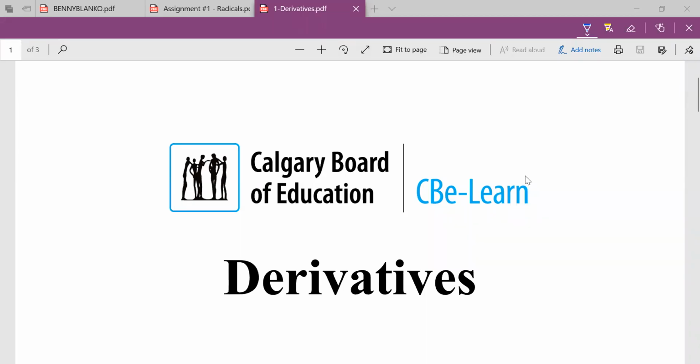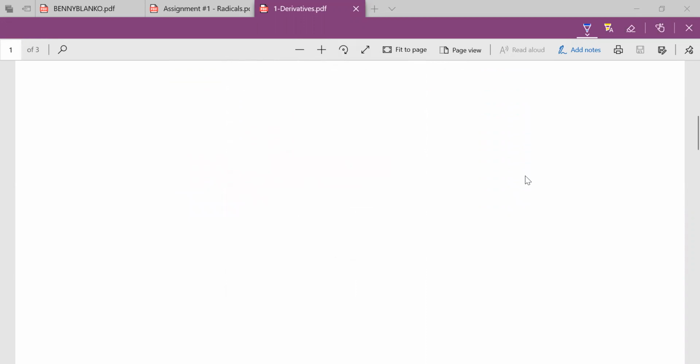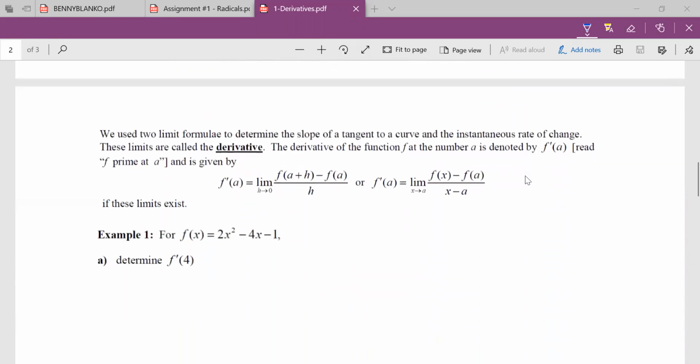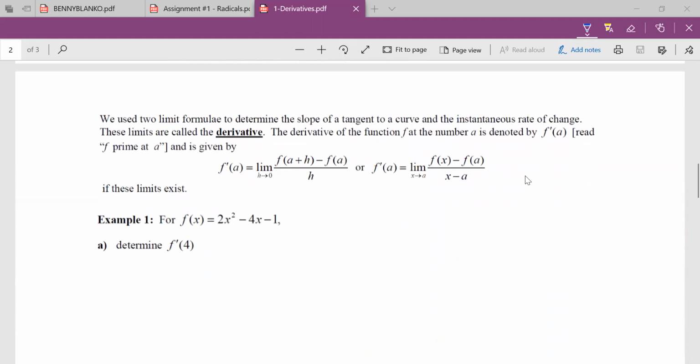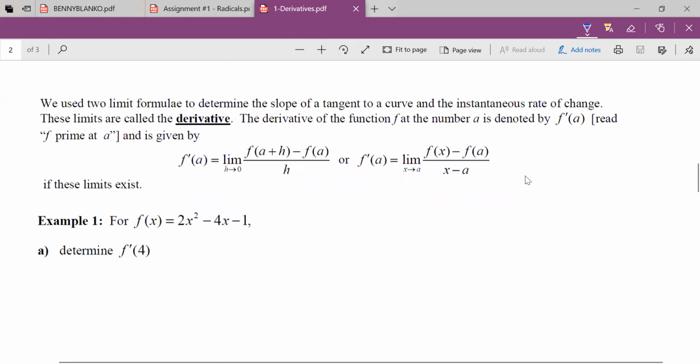Hey, mathletes. What we're going to look at in this lesson is we're going to start talking about something known as derivatives. Okay, what the heck is a derivative? Well, you didn't even know it, but in the last unit, in a lot of the limits questions, you were actually finding the derivative. So whenever you were using one of our two formulae, so this one here, or this one here, what you were actually doing was finding something called the derivative.